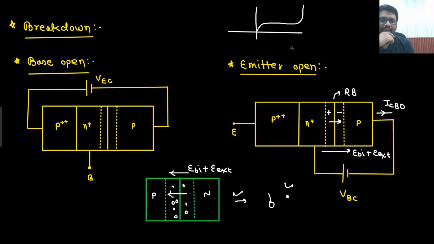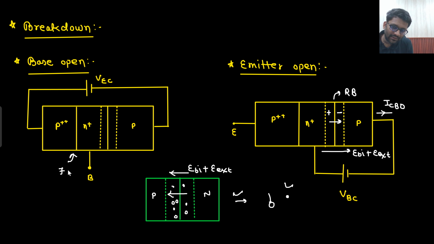Okay. A similar scenario is there in this particular region as well. What will happen here? I told you about this particular bias. Whatever bias you have applied will be dropped across P++, N+, and P. That means this will be your forward bias and this will be your reverse bias. But I told you this will be a low forward bias.